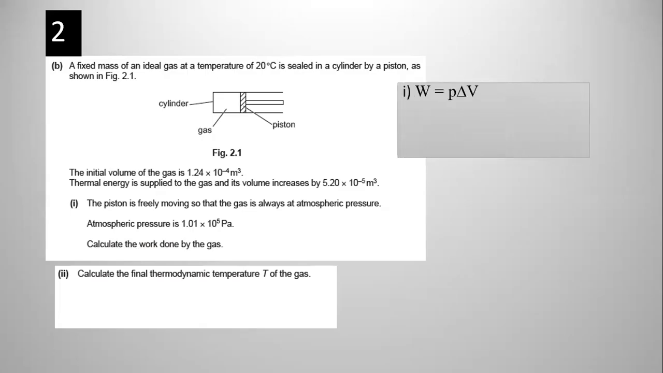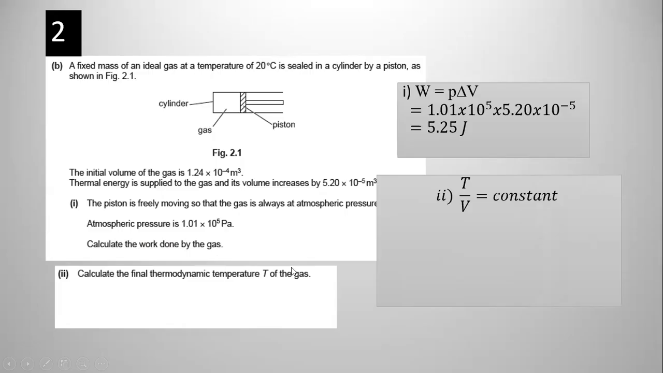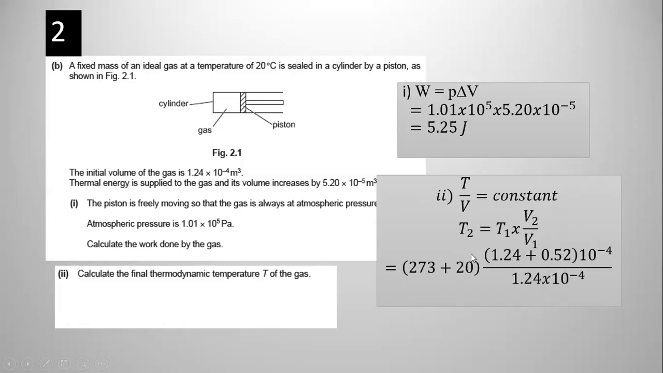Work done is W equals P delta V. That's your maximum pressure, which is constant, times the increase in volume. Calculate the final thermodynamic temperature of the gas. We are told the pressure is constant, so we use V over T equals constant. Then we calculate it out: 416 Kelvin.